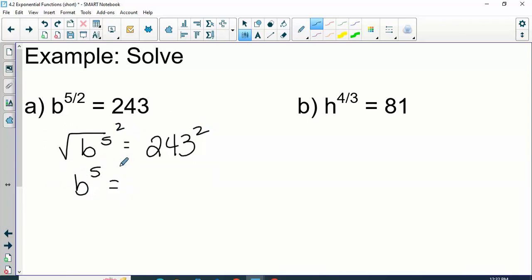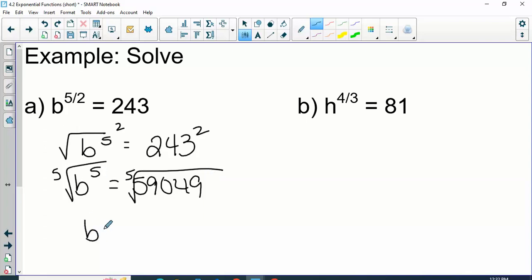b to the 5th equals 243 squared, 59,049. Then how do you get rid of the 5th power? Do we need a plus or minus? Yes, on the right side, right? We only do it if it's an even root. So if you're taking a square root, 4th root, 6th root, we do plus or minus. Odd roots, we do not. So then if we do the 5th root of that, we get 9.